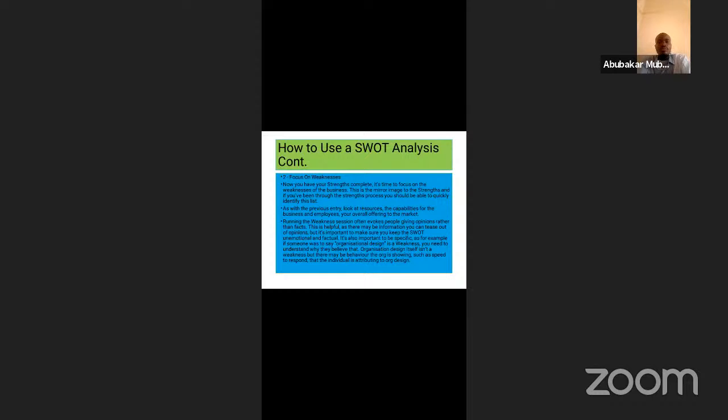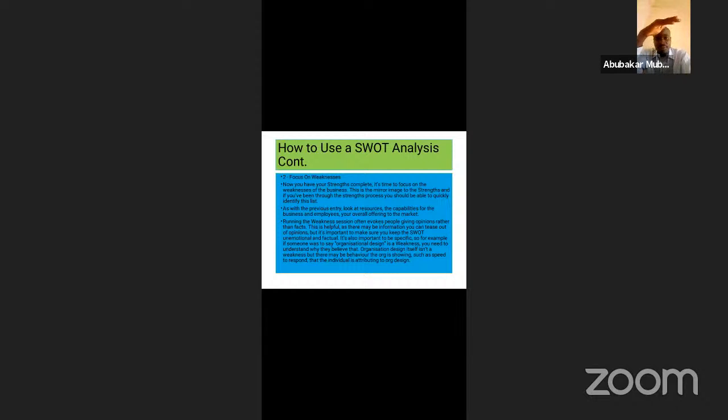Then secondly, on how to use SWOT analysis, focus on weakness. First we said you focus on the strengths, now you focus on weaknesses. You are done with your strengths. You have to find them and everything. The next thing is, you now have your strengths completed. It is time to focus on the weaknesses of the business. This is the mirror image of the strengths. If you have been through the strengths process, you should be able to quickly identify this list. If everything in the strengths list is properly checklisted and well defined, and you have done all the necessary things there, identifying these weaknesses will be easier for you.